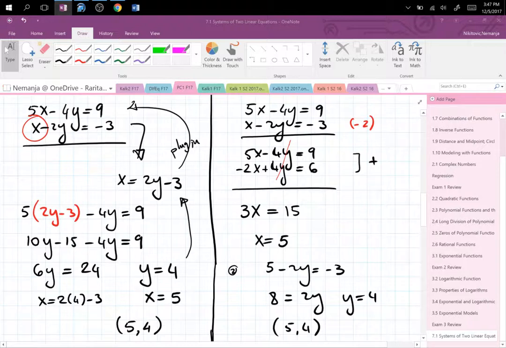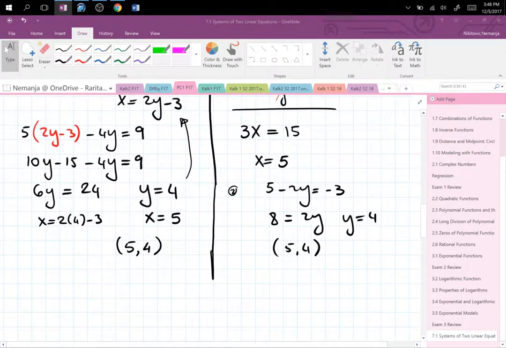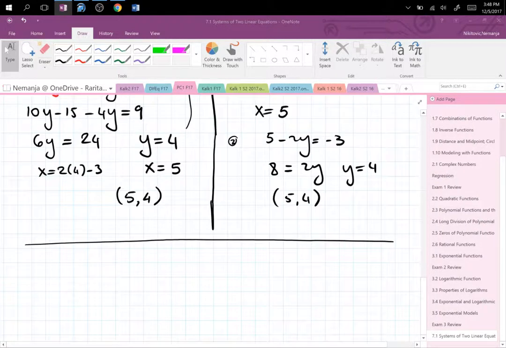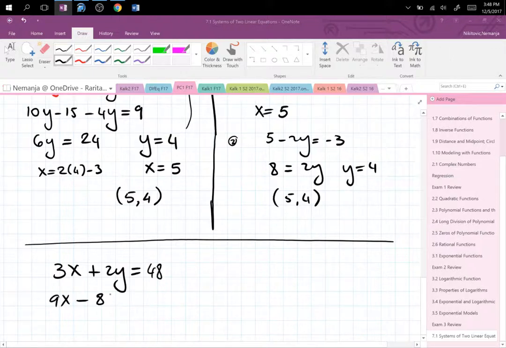But one thing to keep in mind is that if you do not have a solo variable, like we have x in the second equation, your elimination method is the best bet, because you are guaranteed to have fractions if you use substitution there. So here is the example for that. You see 3x, which is the last example for this review. 3x plus 2y is equal to 48, and 9x minus 8y is equal to negative 24.